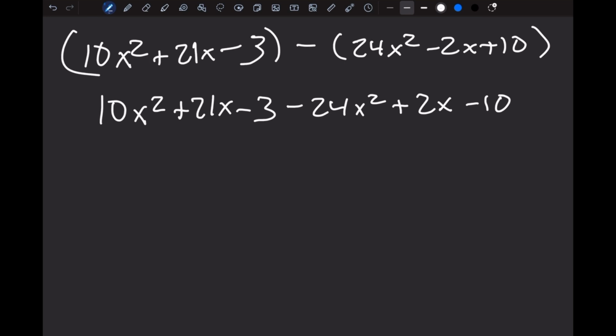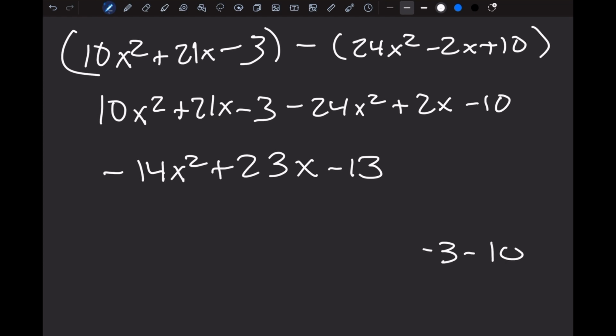So now we have 10x squared with the same base as -24x squared. So we do 10 minus 24, which gives us -14, and the base stays the same, x squared. Now we do the same thing with the x's. So we go 21x plus 2x, which gives us 23x. Then we have -3 minus 10, which is -13, but I like to try to teach students sometimes.